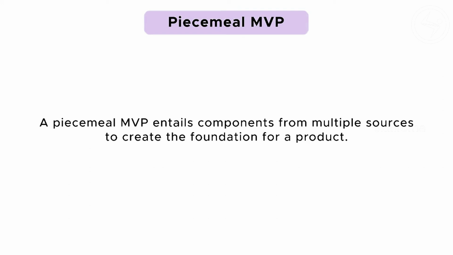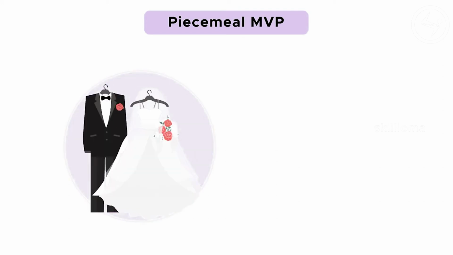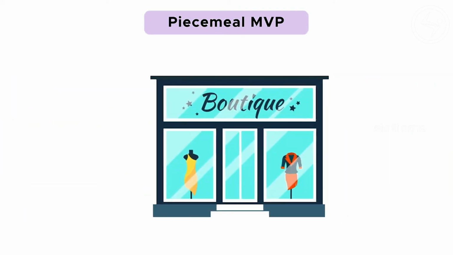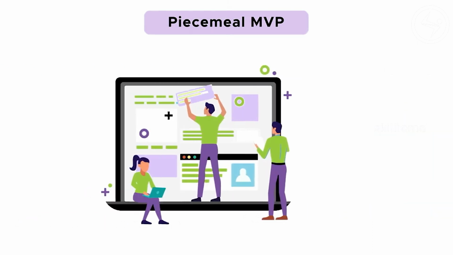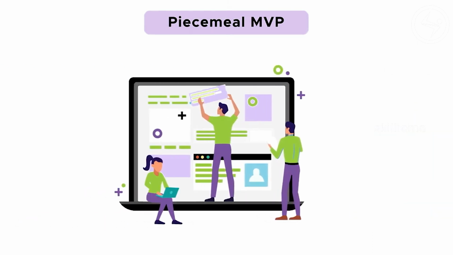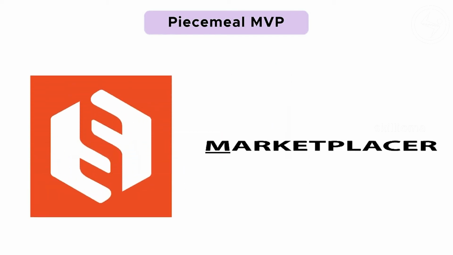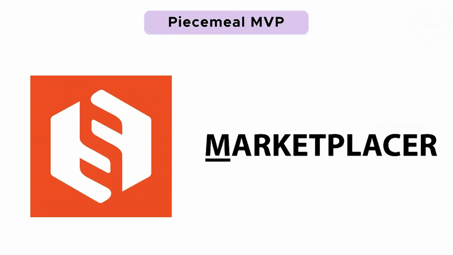Suppose your idea is to rent wedding dresses to help people save money and build a wedding dress rental marketplace. Instead of creating an e-commerce website from scratch to support your idea, you might also use platforms like ShareTribe Go and Marketplacer to launch your minimum viable product in a short time.